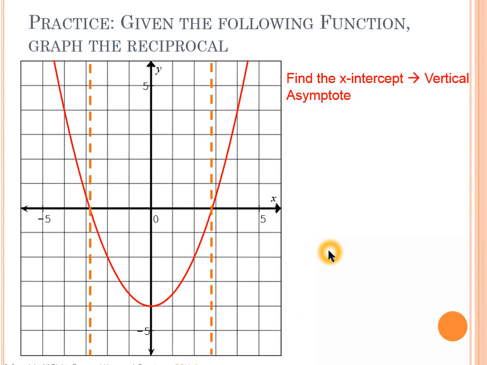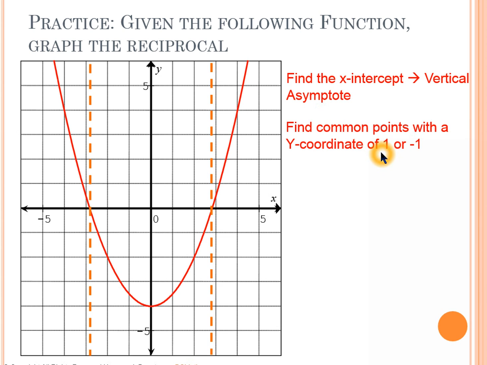All right, great. Step number 2 is find the common points with a y-coordinate of 1 or -1. So for this graph, I need to find the points where I have a y value of 1 or -1. So here's a value of 1. There's a value of 1. Here's a value of -1, and here's a value of -1. All right, so those are my values where I have a height of 1 or -1, and finding the reciprocal of 1 or -1 would basically be itself.